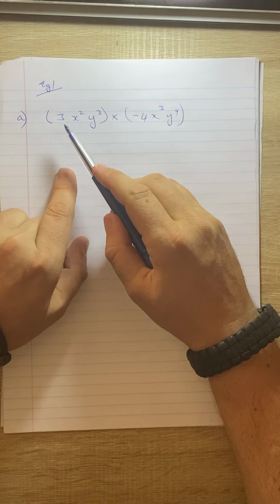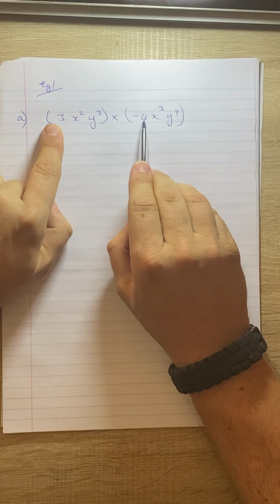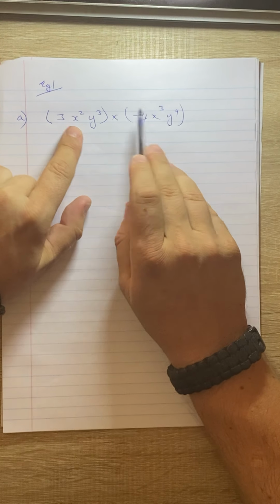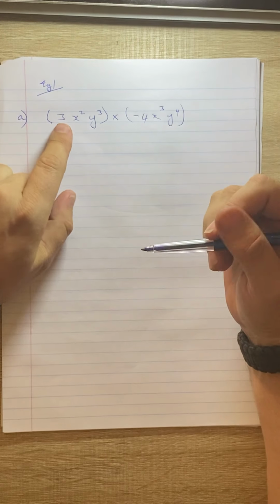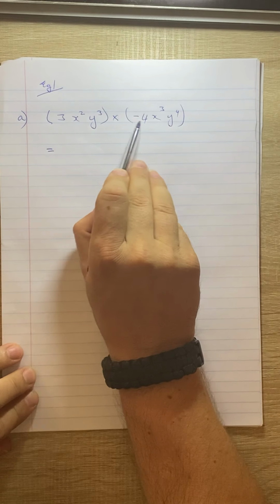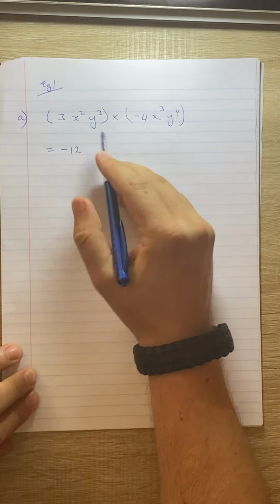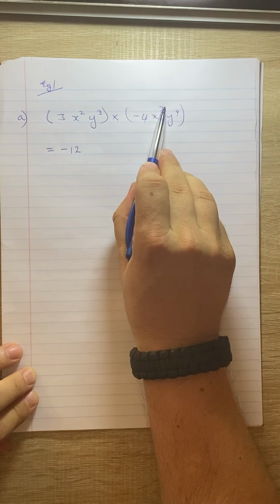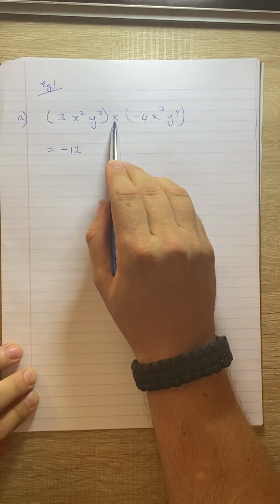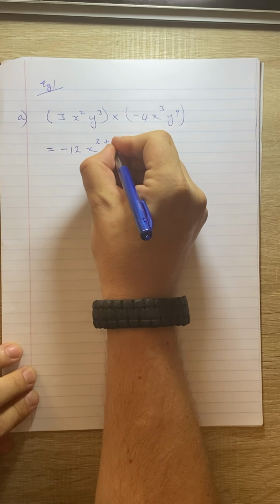What I'm going to do is numbers with numbers and then like bases. Numbers with numbers would mean the 3 with the minus 4, and then like bases would be the x with the x, the y with the y, and we would carry on like that. So first of all, 3 times minus 4 is minus 12. We've got x squared times x cubed. Now remember from your first law, if bases are the same and we're multiplying, we add those exponents. So this will be x to the 2 plus 3.